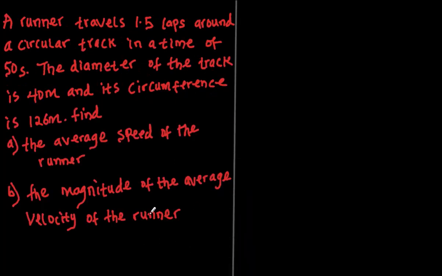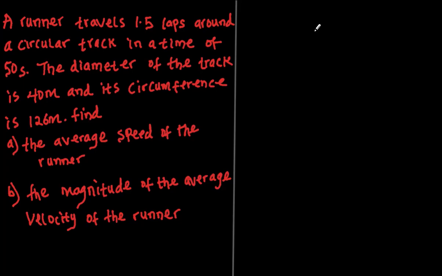Here's another question for you. You can pause the video and try to solve it. Now, the question says a runner travels 1.5 laps around a circular track in a time of 50 seconds. All right, let's picture that. So, a runner travels 1.5 laps.